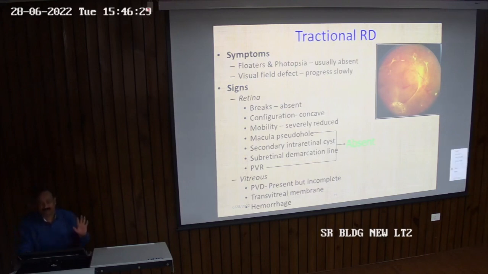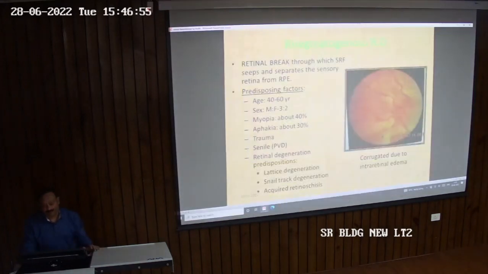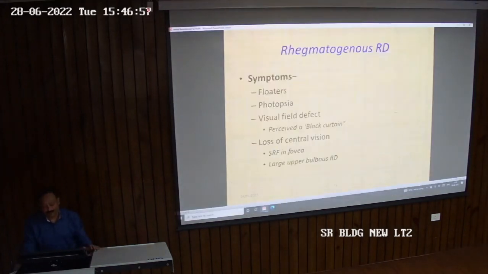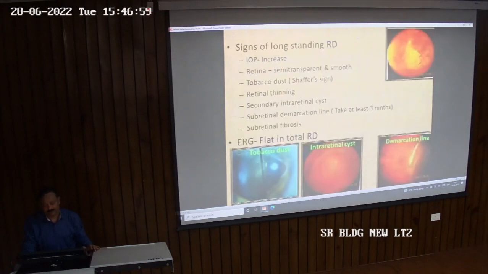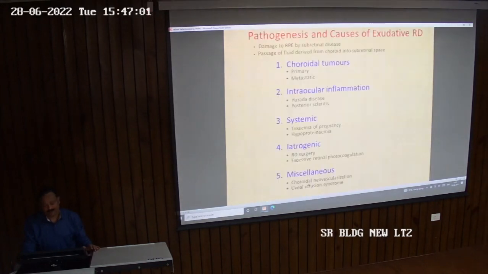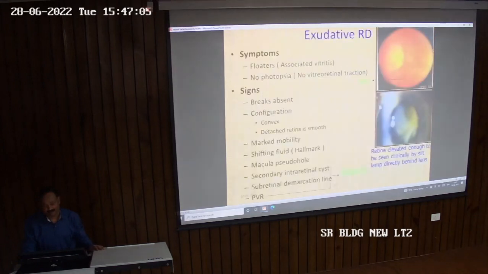The most common cause of tractional detachment is diabetic retinopathy. Something about the management. Mostly we are talking about the rhegmatogenous management, because for the other causes, first is the treatment of the cause and then other things. If somebody says RD surgery, that means the surgery is for rhegmatogenous detachment.